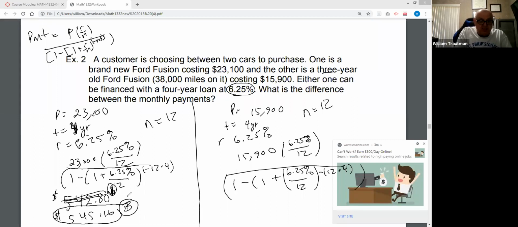Over, give it 12. Parentheses, raised to the power. I'm almost there. This is going to take longer than I thought.